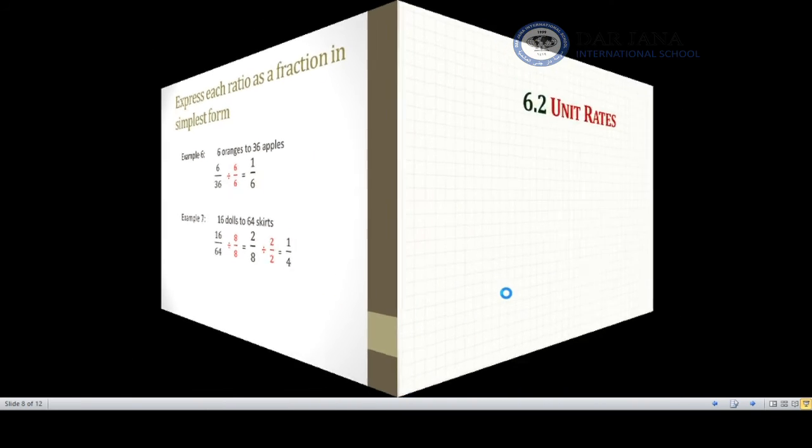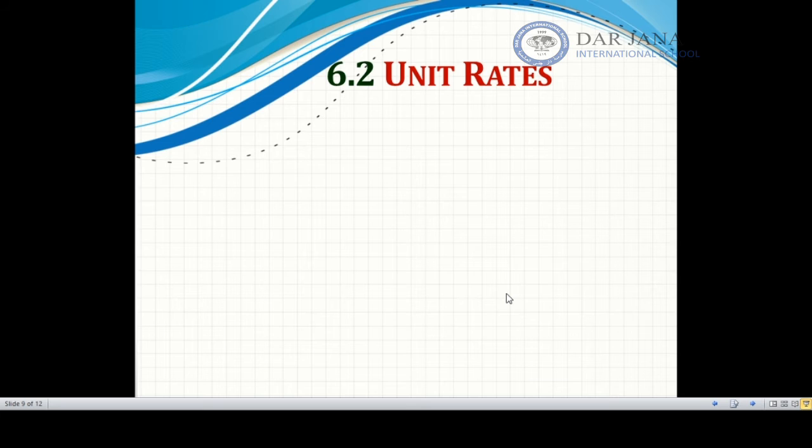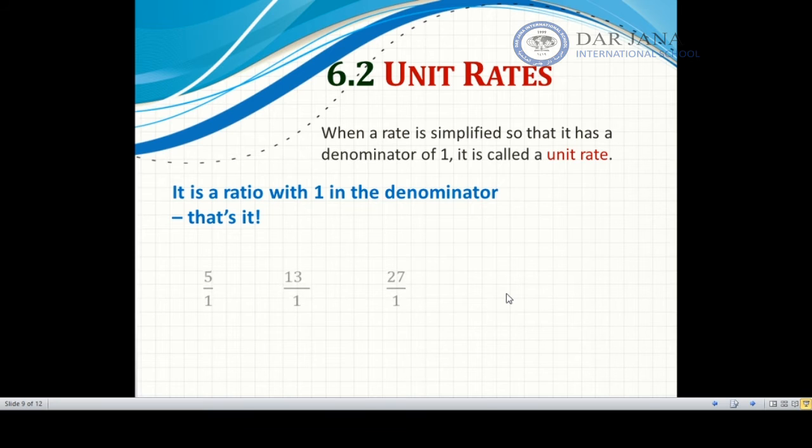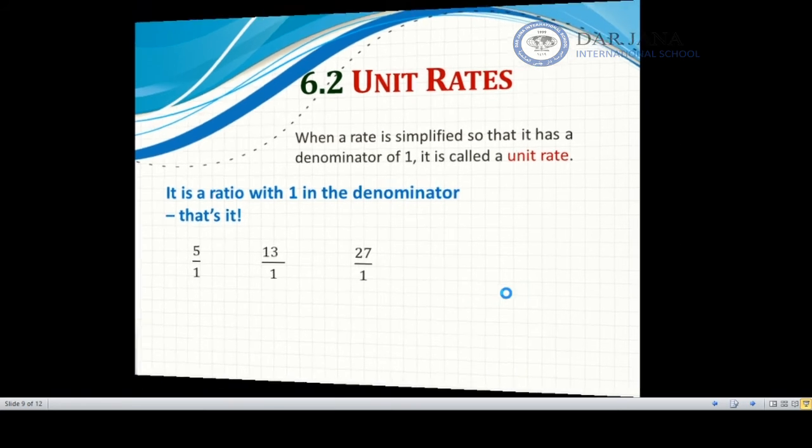Alright. In this unit, lesson 6.2, we're working on unit rates. When a rate is simplified so that it has a denominator of 1, it's called a unit rate. It's the ratio with 1 in the denominator. That's it. So 5 over 1, 13 over 1, 27 over 1. These are just examples where your denominator is always 1.